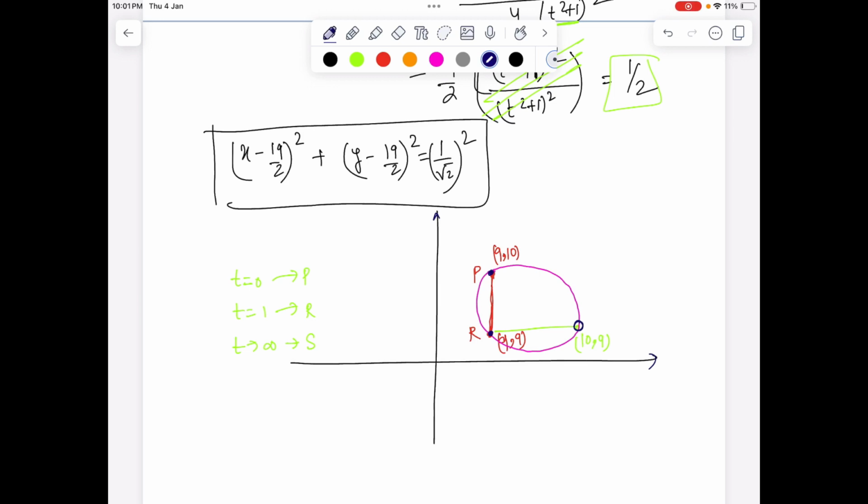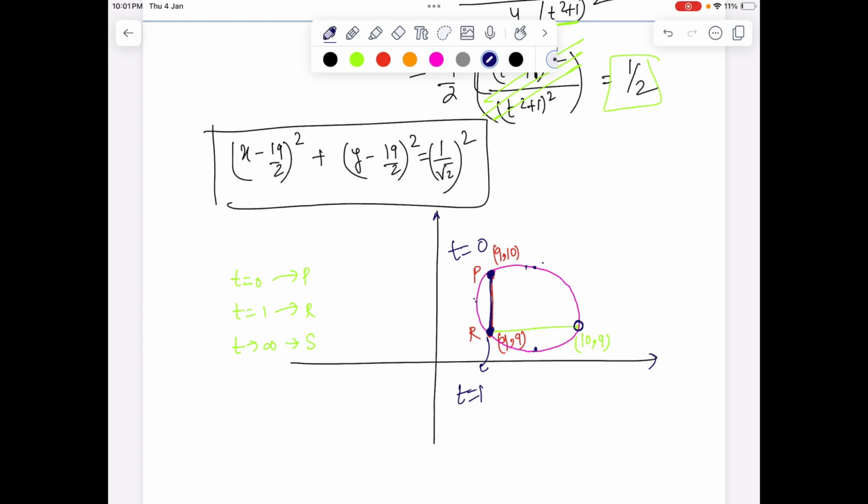But that doesn't solve the problem nicely, because now we know that points P and R are on the circle, but still some point is there, 2023. So this is the point P corresponding to t equals 0. This point R is corresponding to t equals 1. And now we don't know whether t equals 2023 is going to be here or here or here, at which point. So without calculation, it feels that we'll not be able to solve.